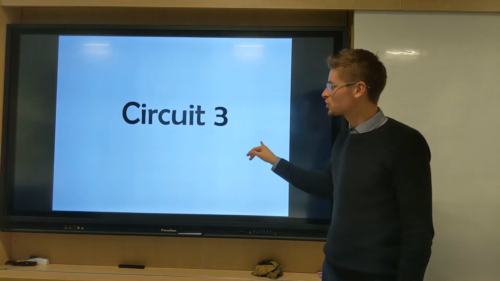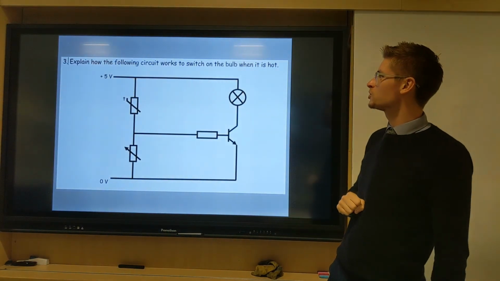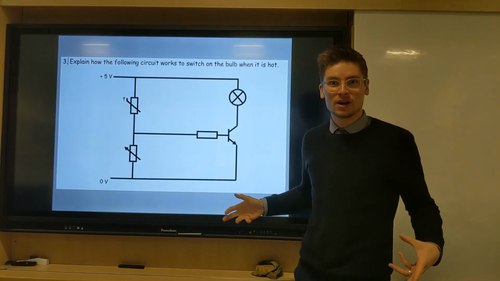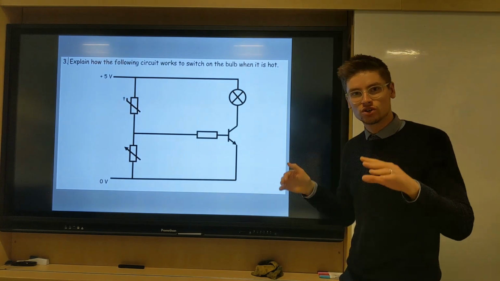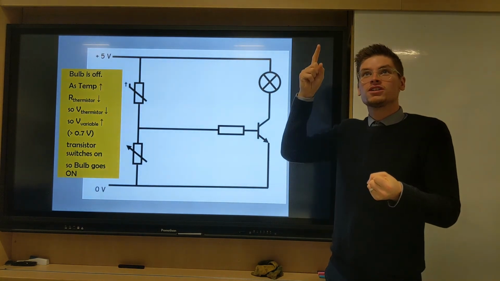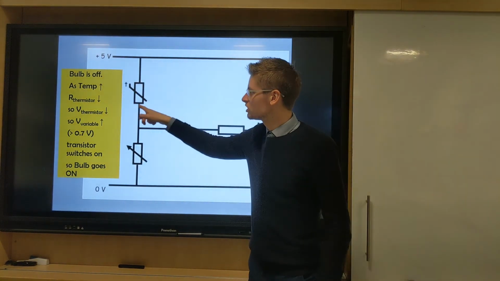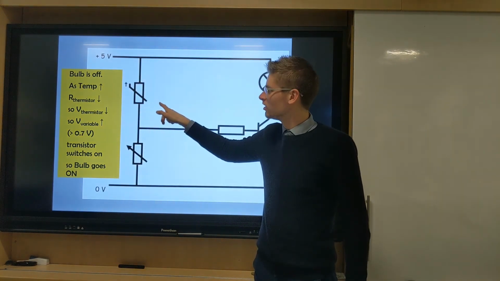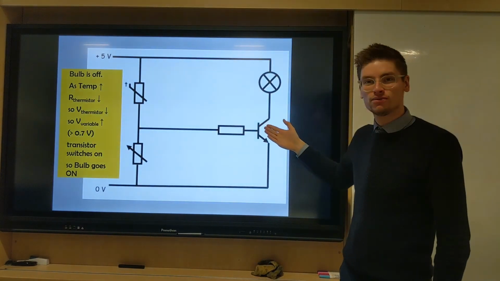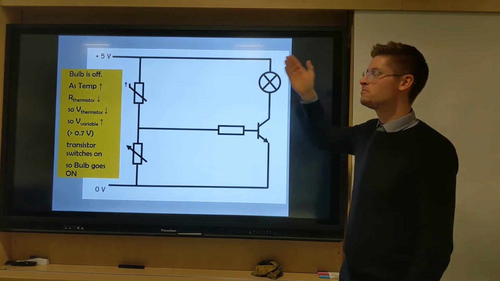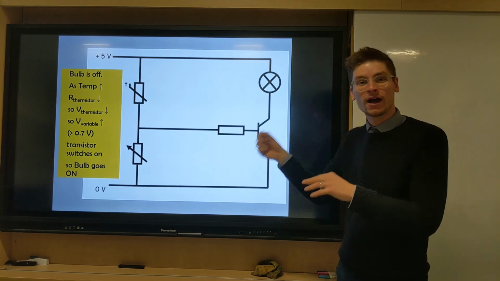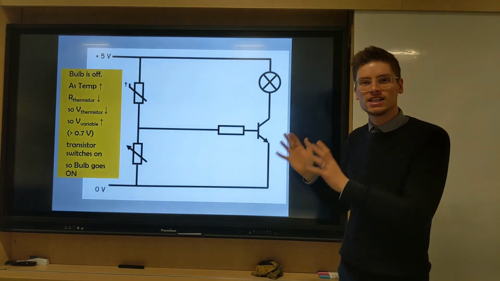The last one, temperature controlled circuit. Explain how the following circuit works to switch on the bulb when it is too hot. So it's too hot, like for example in a fridge, when it's getting too hot, a light turns on to say it's too hot, you need to close the fridge door. So let's have a look. Bulb is off. As the temperature goes up, temperature up, resistance down. The resistance of this goes down. That means the voltage across this goes down. But remember, it needs to add up to 5, so that means this must go up. It's greater than 0.7 volts now. Transistor switches on, which means the bulb switches on. There are so many examples of these circuits. Pause it, go back, see if you understand it, and see if it makes sense.